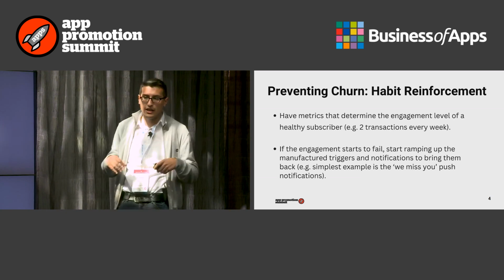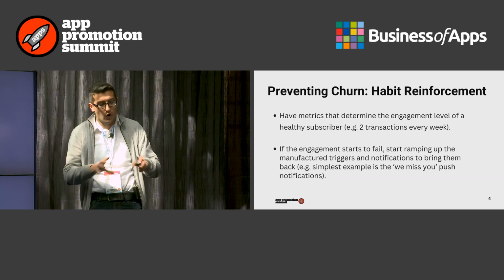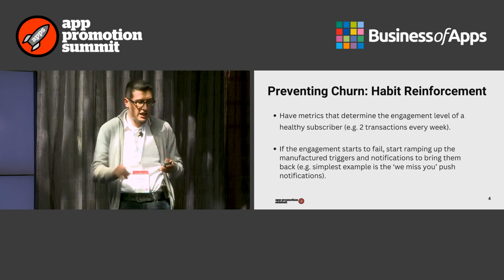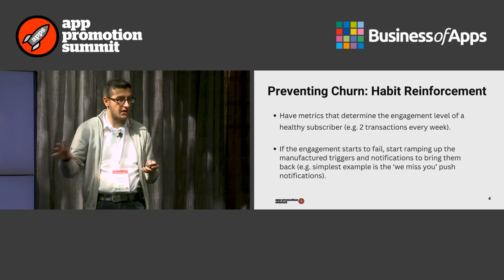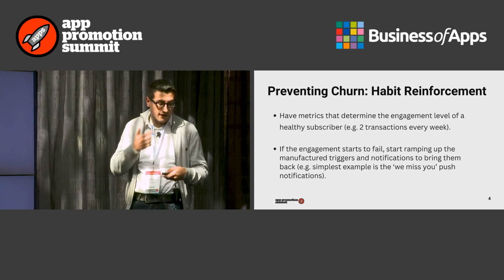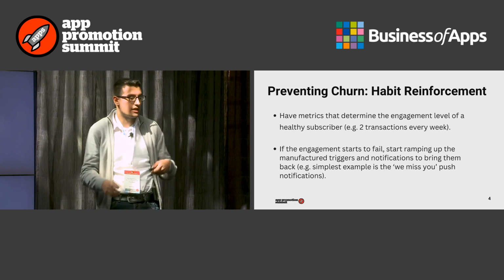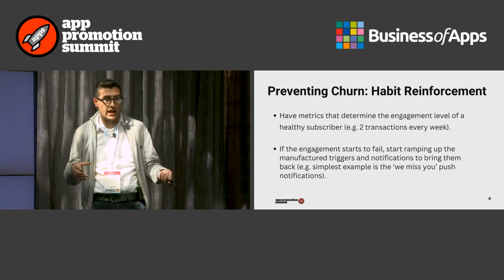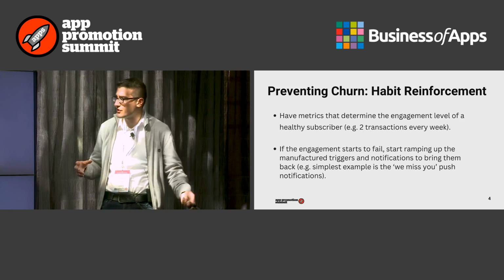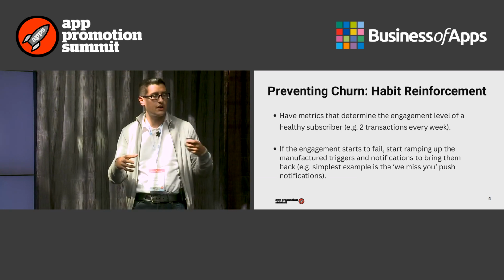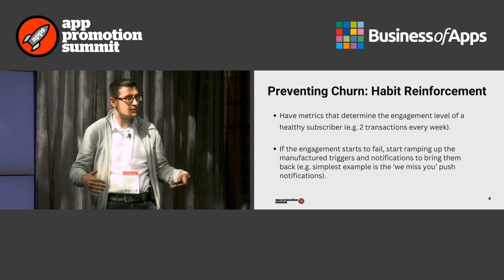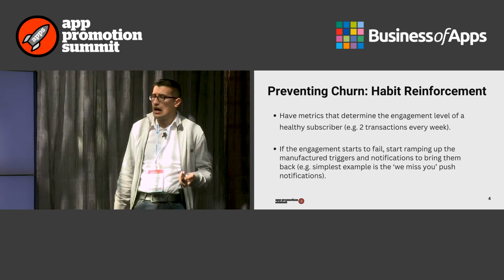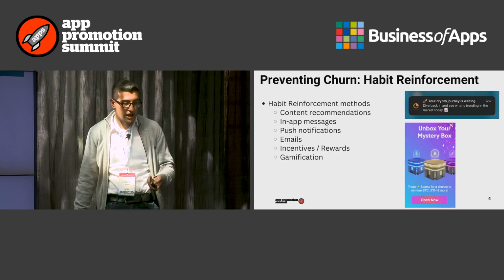So you're mapping all this possible healthy behavior of your healthy subscribers. And the next thing that you do is start to track them and see if the engagement starts to fail, then ramp up with triggers and send them notifications, trying to get them back to the app, and make sure that they are using it constantly and being active in your app.